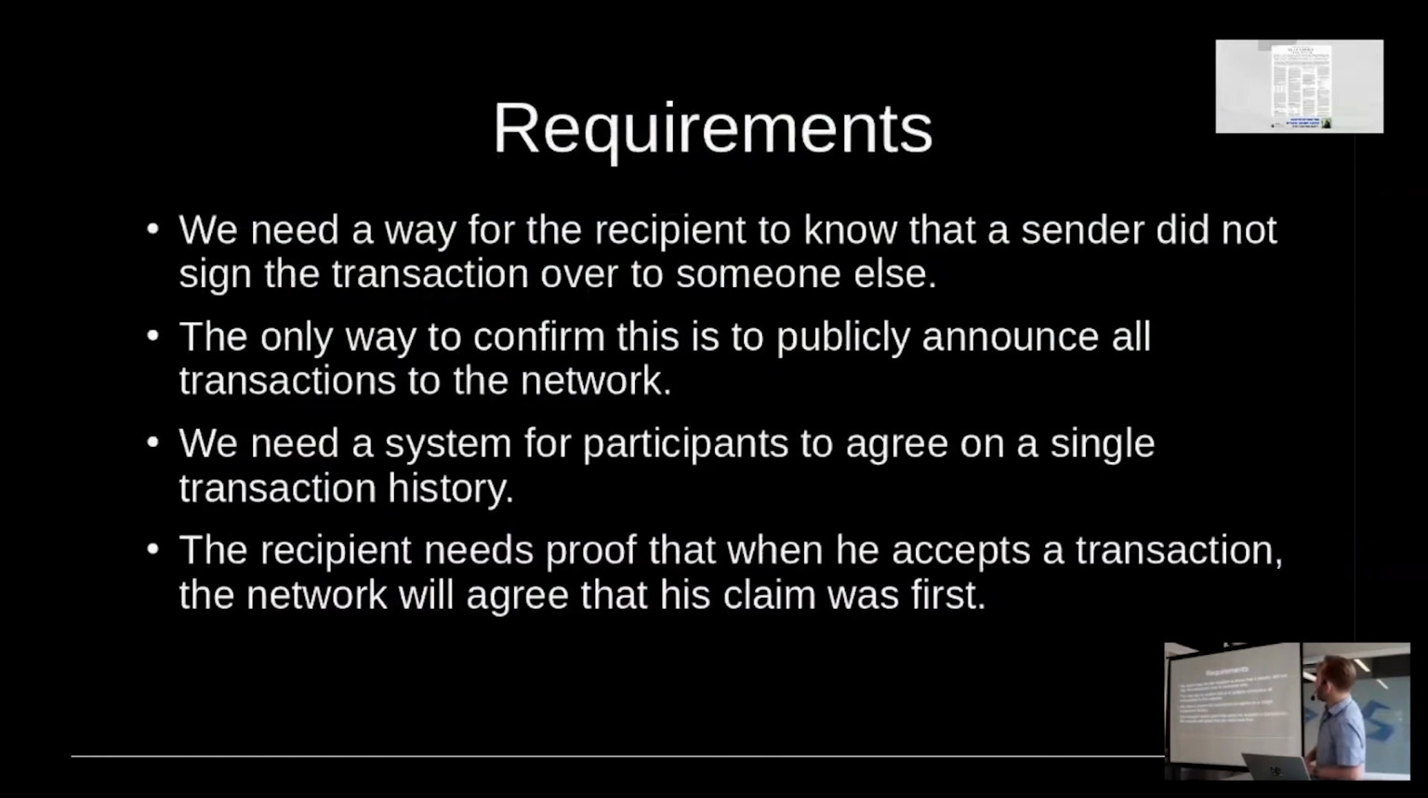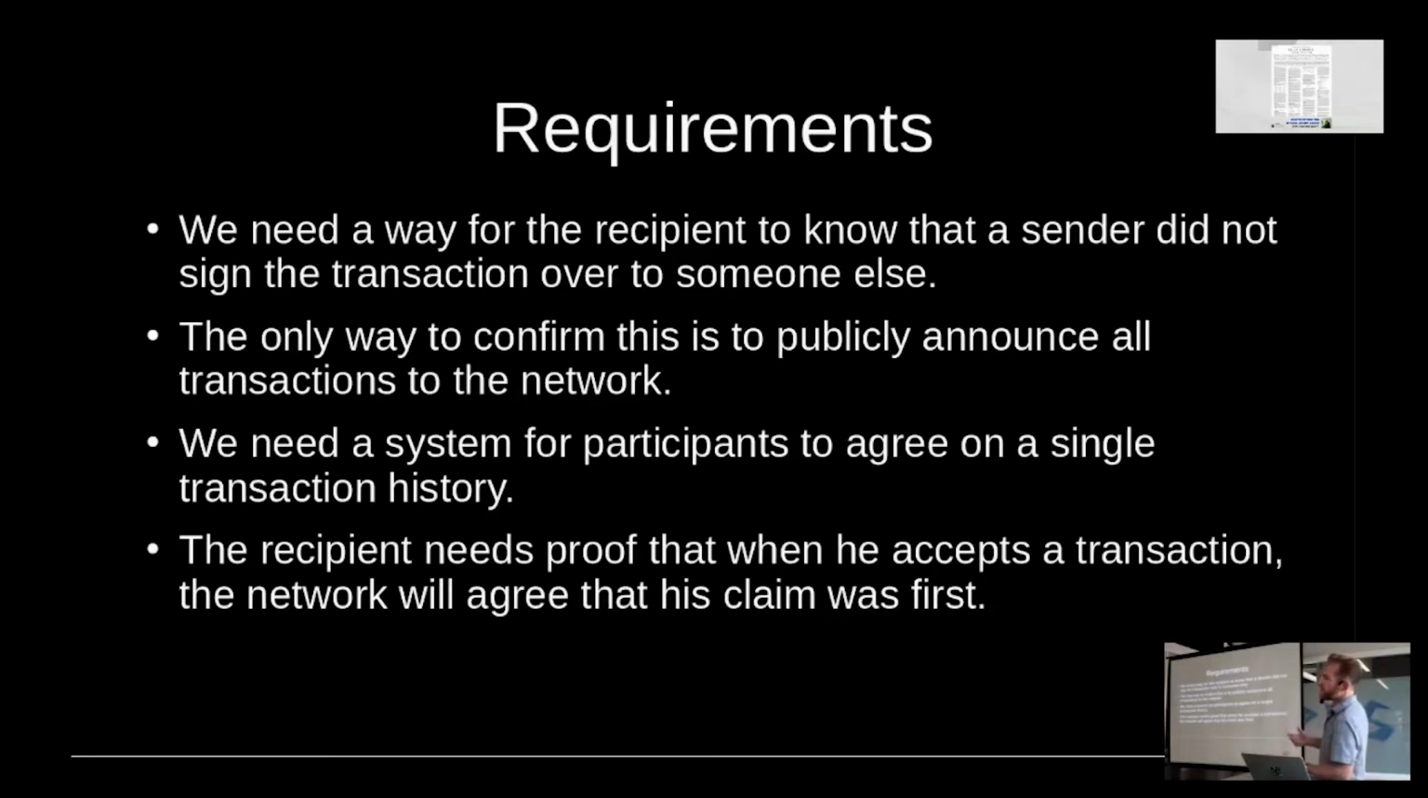But yeah, so what do we need for this electronic cash system? Well, Satoshi says that we need a way for the recipient to know that a sender did not sign the transaction over to someone else, because we still have the problem of double spending. I can sign a transaction over to Alice. I can also sign it over to Carol. And then it becomes a race on who redeems the transaction first. So the only way to confirm this is to publicly announce all transactions on the network.